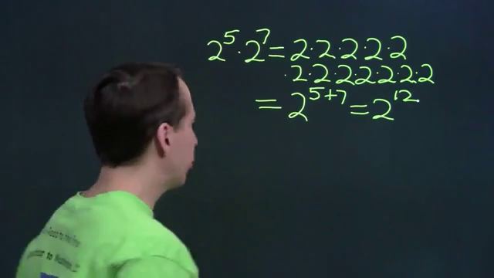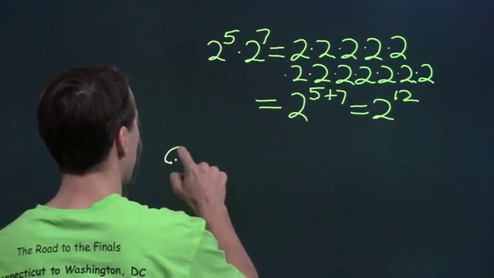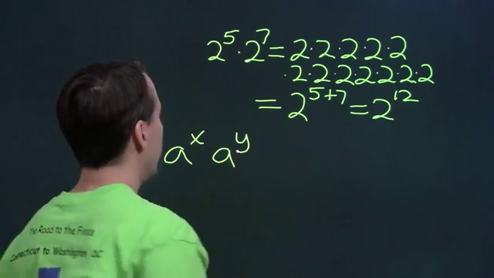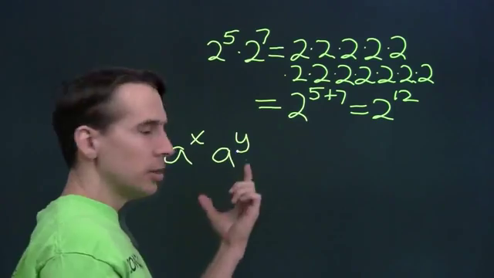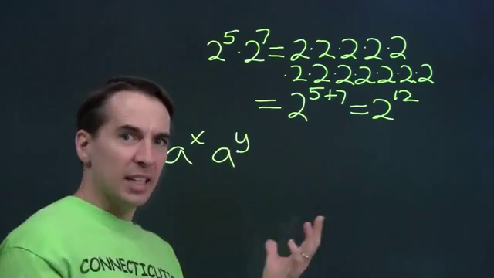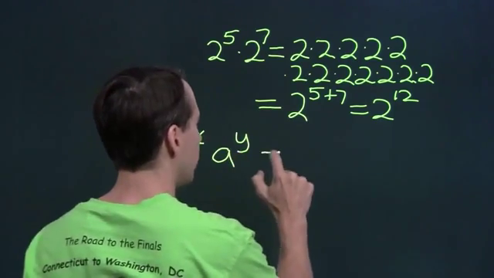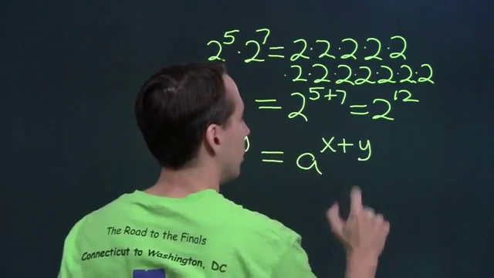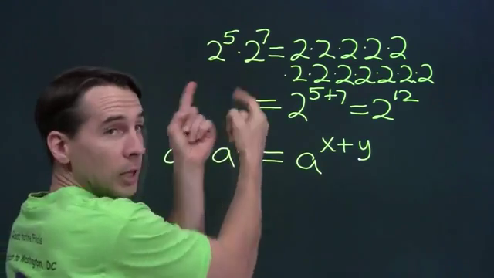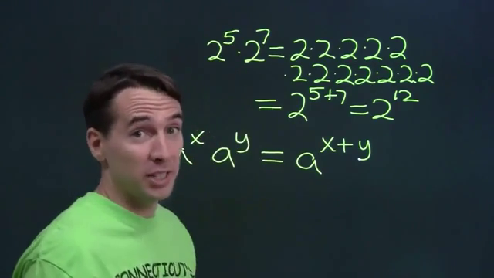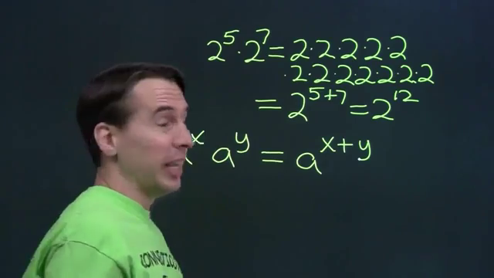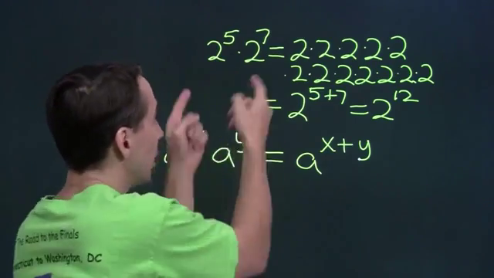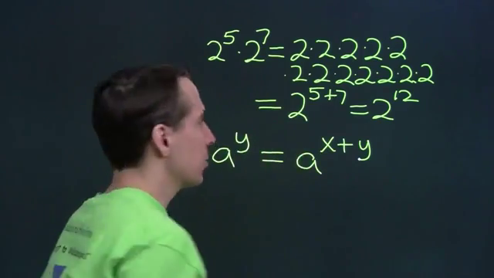Well, there's nothing special about 2, 5, and 7 here. If I start with a to the x times a to the y, well, that's the product of x a's and y a's. So if I take x a's and put them together with y a's, I get a total of x plus y a's. Now, it's important here that the bases are the same. If I had started up here with 2 to the 5th times 3 to the 7th, I'm just going to have to multiply that out, or probably go get a calculator. But when the bases are the same like this, and I'm multiplying, it means I can just add the exponents.